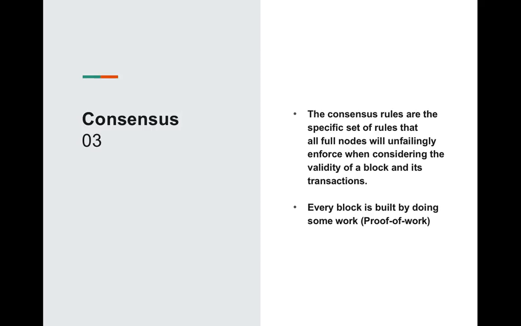Number three is consensus. Consensus rules are the specific set of rules that all full nodes inside the chain must follow and must enforce when considering the validity of the block and its transactions. So whenever a block is being prepared or built, it needs to follow the set of rules. And every block is built by doing some work using some sort of proof of work algorithm.